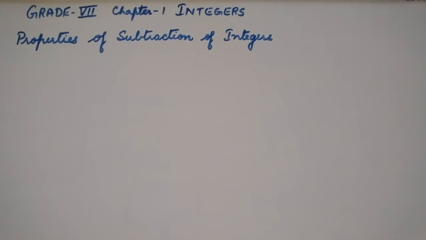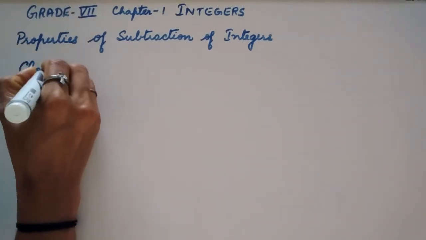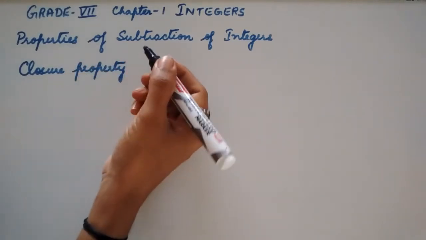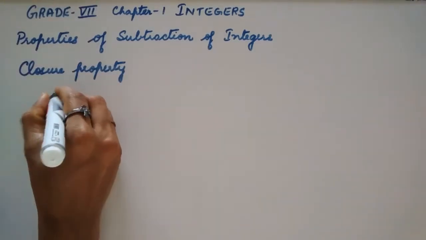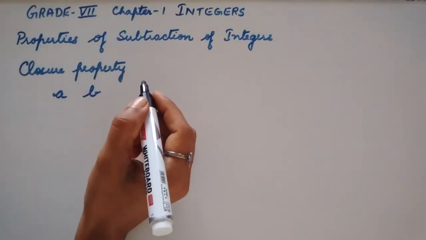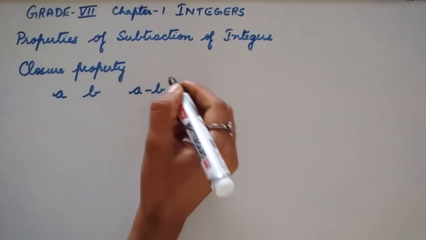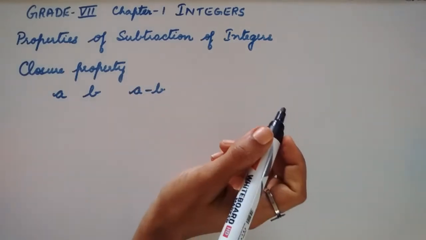We have learned in the last video session the properties of addition of integers. Let's see how many of these properties are true for subtraction of integers. First, let us see the closure property. If a and b are two integers, then a minus b is always an integer.